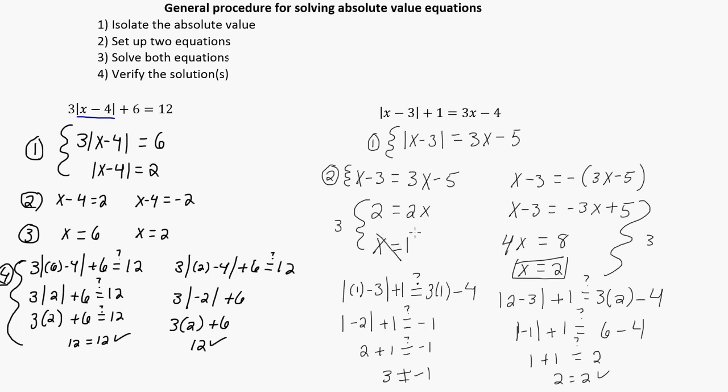So I'm just going to go ahead and cross it out. The solution to this question is simply x equals 2. Whereas over here, there were two solutions, x equals 6 and x equals 2. On this equation, there was only one solution. We call this non-solution, x equals 1, an extraneous solution. And I'm going to discuss that in the next video.